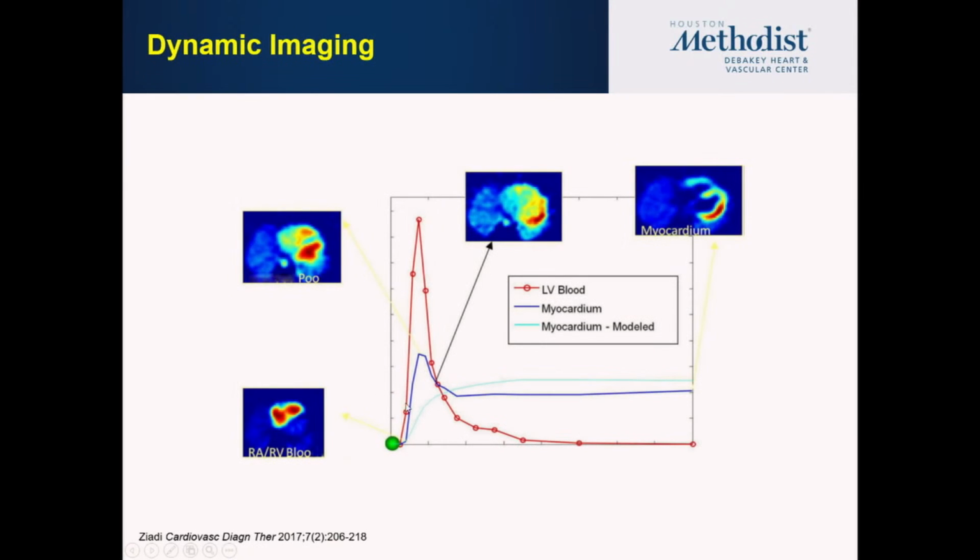So once we get that dynamic imaging, we can draw regions of interest, measure how much blood made it to the heart, and how much blood to the LV cavity, and how much made it to the myocardium.